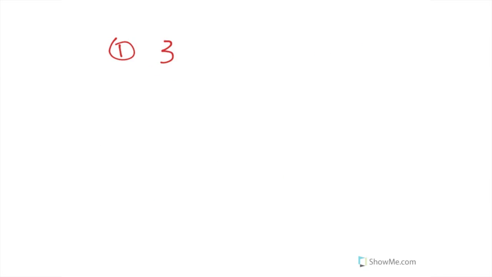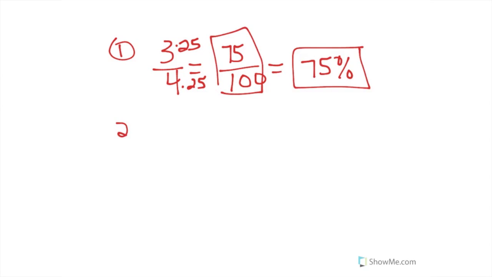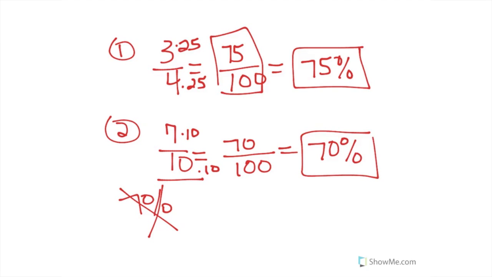Number 1, 3/4. A percent is out of 100. 4 times 25 is 100. 3 times 25 is 75. So my percent is 75% out of 100. All right, 7/10. It's not 7%, okay, because that's out of 10. My percent needs to be out of 100. 10 times 10 is 100. 7 times 10 is 70. So I get 70%.